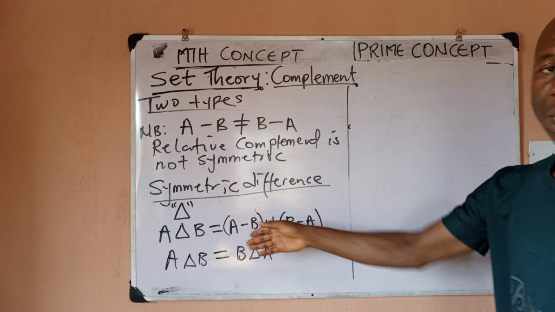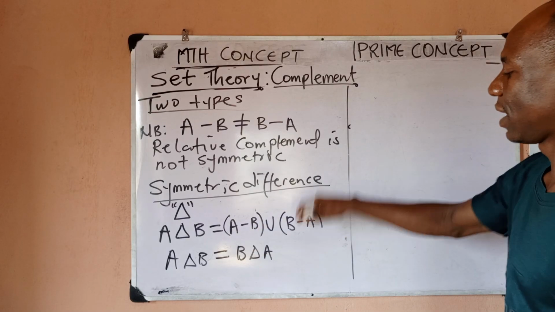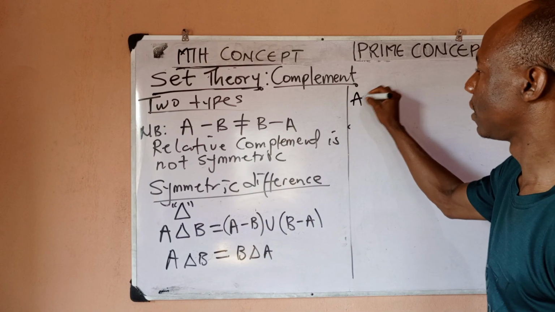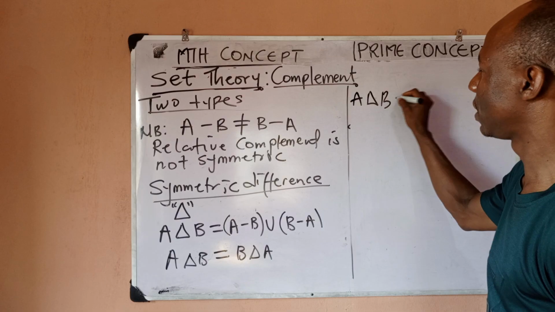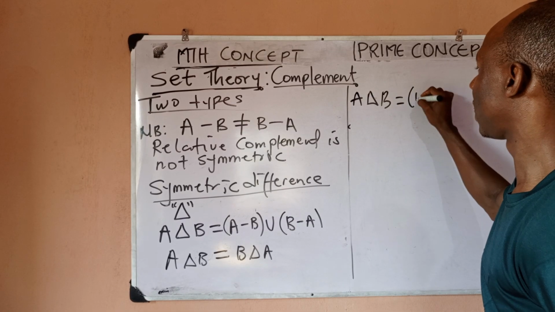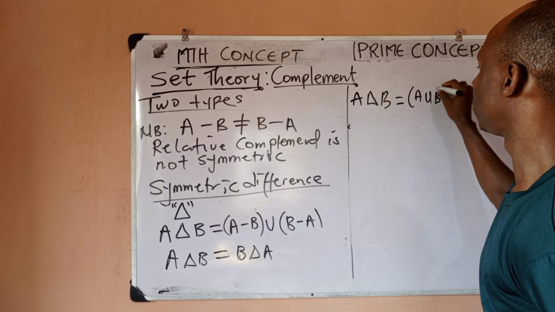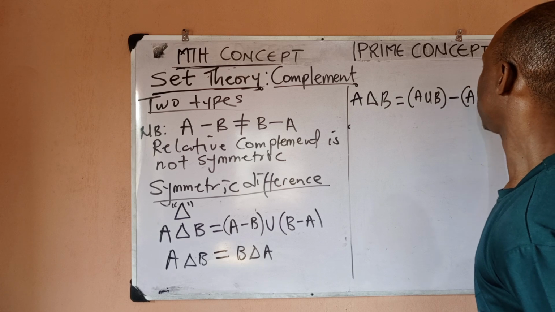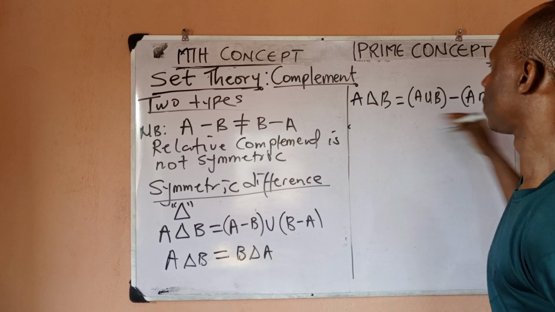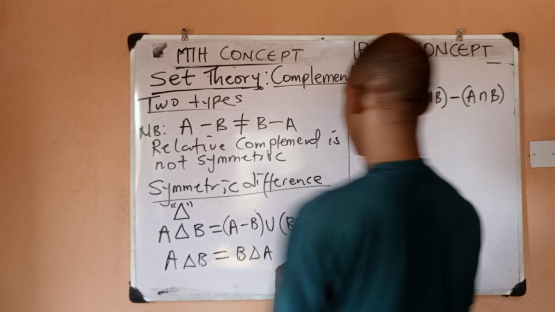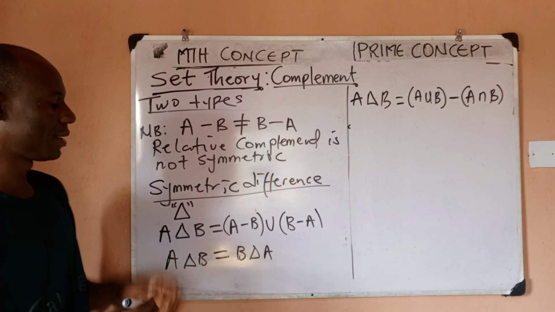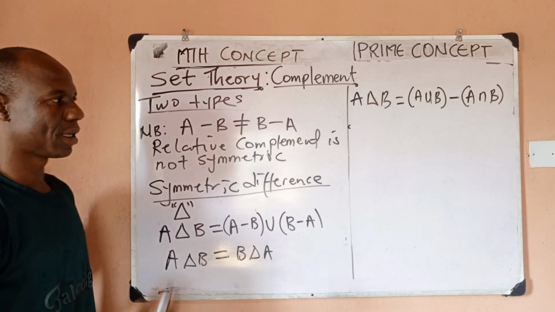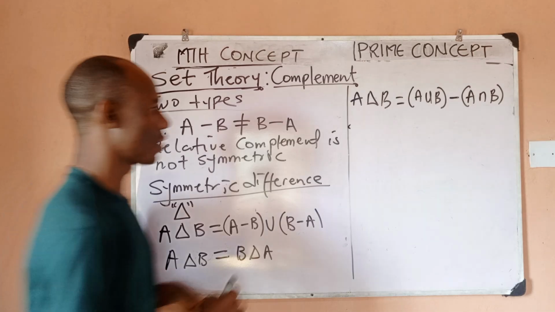Also, we have another formula we can use for this. In case you don't like the first one, A symmetric difference B is given by the formula A union B difference A intersect B. So this is also true and gives us the same result. Now let's see an example and use the two formulas to solve it.